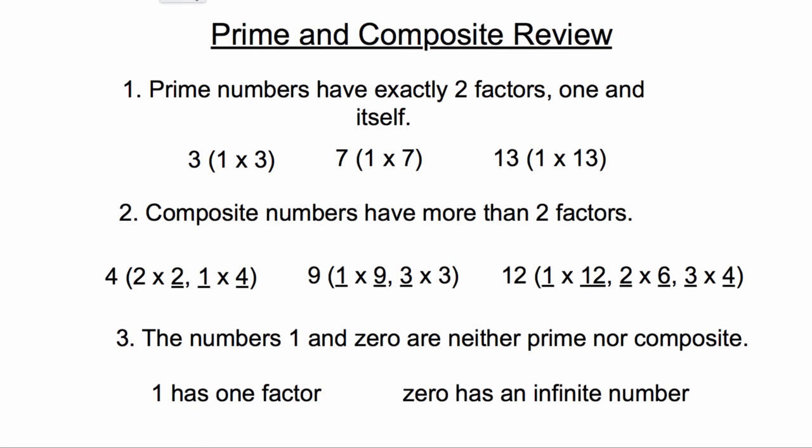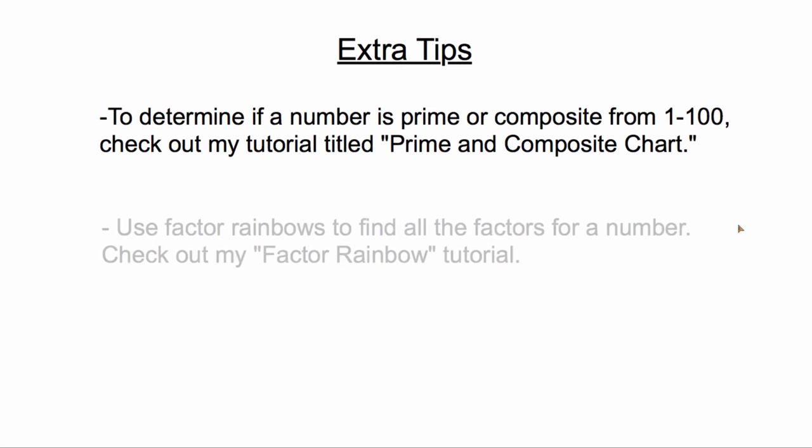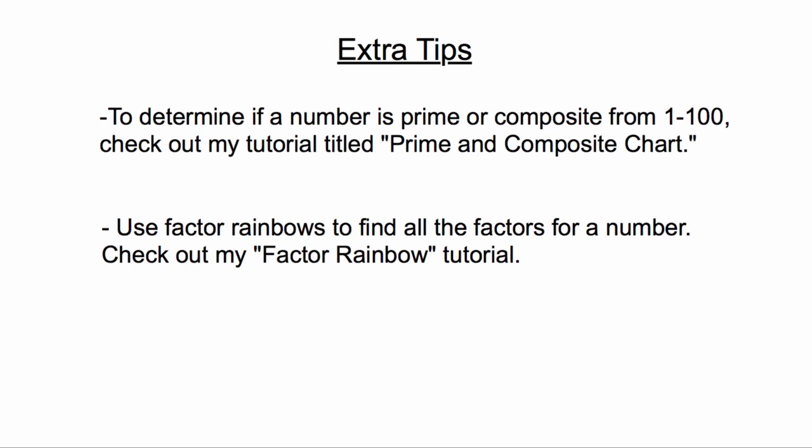Let's look at some extra tips. In 5th grade, you're responsible for determining if a number is prime, composite, or neither from 1 to 100. I have a video tutorial that takes you step by step in making a prime and composite chart. It's really helpful because it's hard memorizing all the numbers and if they're prime or composite. So go ahead and check that out. Also, if you need a little help with factors, you can take a look at my Factor Rainbow tutorial for some extra guidance.